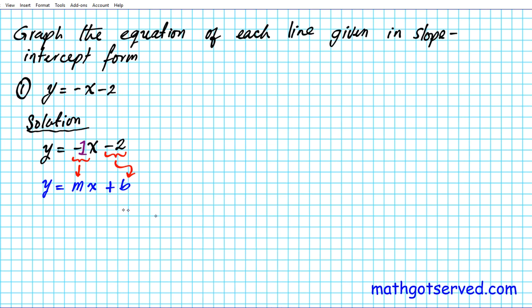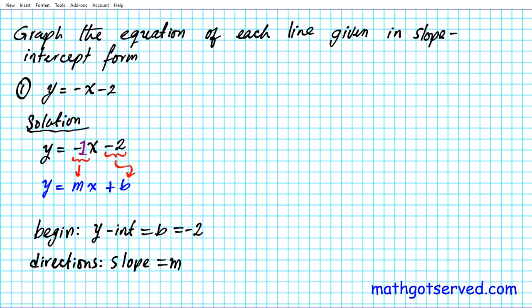We're going to begin our graphing with the y-intercept. The y-intercept is b, so think about b as the beginning. The b value here is negative 2. And then we need the directions to take us to the second point. This is where the slope plays a role. The slope is the m value, which is negative 1.